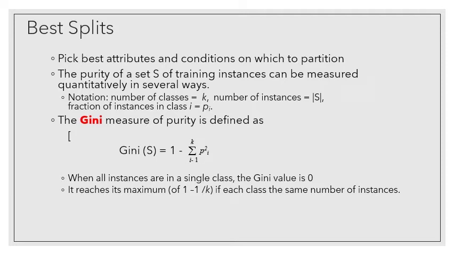The purity of a set S of training instances can be measured quantitatively in several ways. One of the measures is the Gini measure. The Gini measure of purity is defined as Gini(S) = 1 minus summation from i = 1 to k of p_i squared, where k is the number of classes, |S| is the number of instances, and p_i is the fraction of instances in class i. When all instances are in a single class, the Gini value is 0. It reaches its maximum of 1 minus 1/k if each class has the same number of instances.